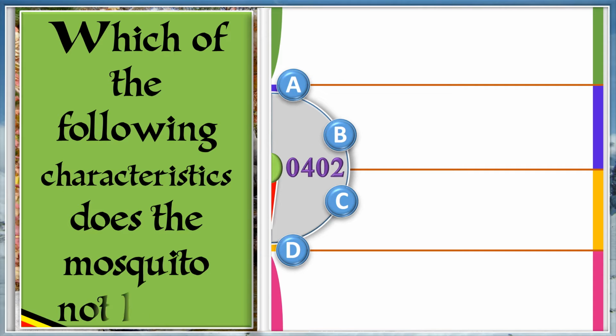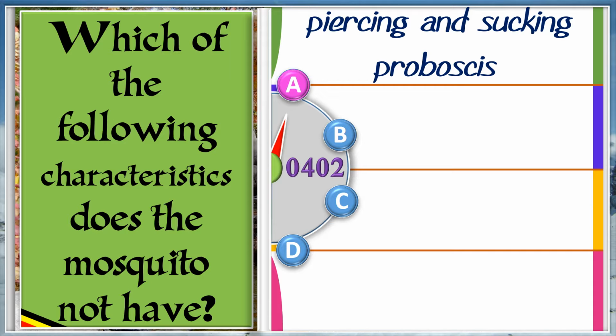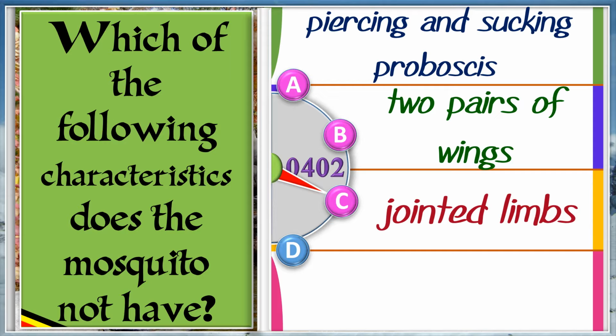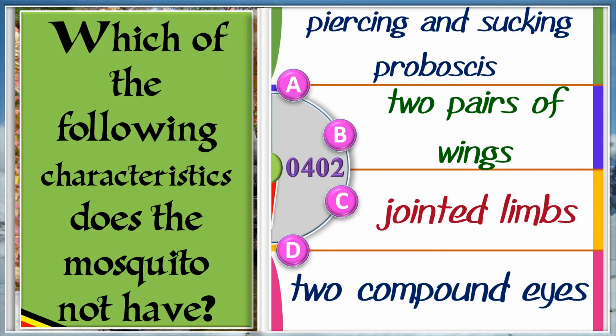Which of the following characteristics does the mosquito not have? A. Piercing and sucking proboscis. B. Two pairs of wings. C. Jointed limbs. D. Two compound eyes. And the answer is B. Two pairs of wings.